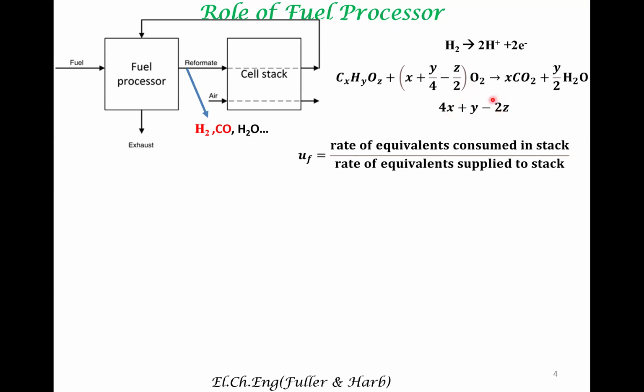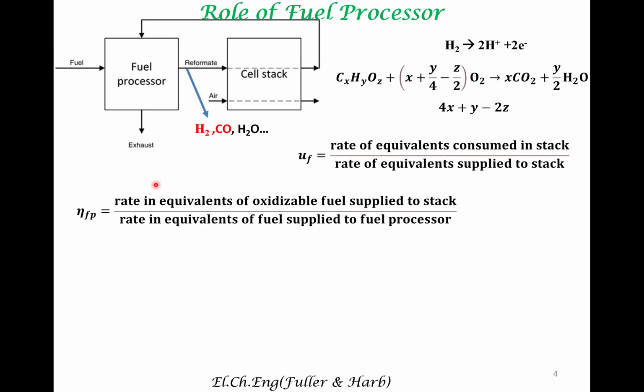Therefore, this times 4 is the amount of equivalent electrons that is being consumed for 1 mole of the fuel. So the rate of equivalence has to be thought through in terms of stoichiometry, the amount of electrons that are equivalent to the fuel. In this case, it's 2. In this case, it is this much. That goes into the rate of equivalence, and that consumed in the stack is divided by the rate of equivalence that is supplied to the stack.